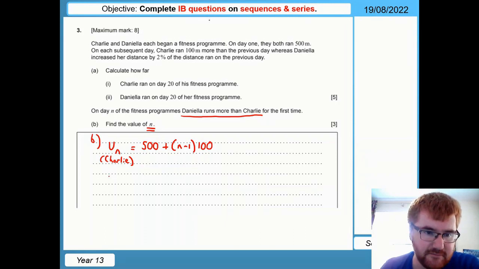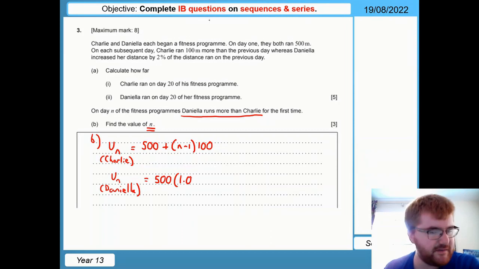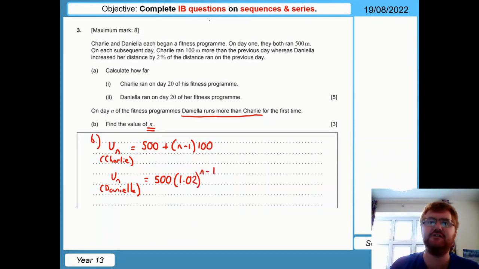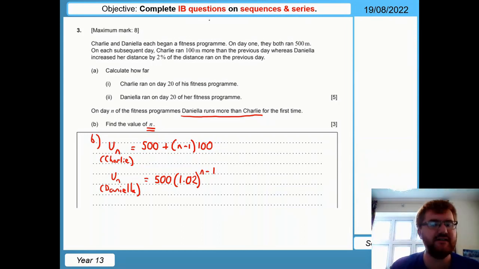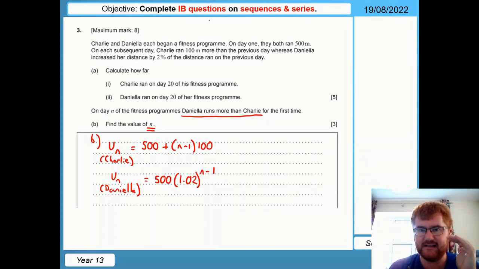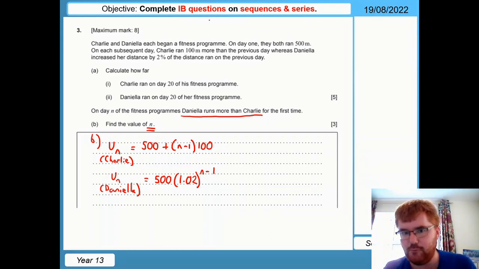And if we do the same for Daniela, well, that's going to be equal to 500 times 1.02, so similar to what we did in part A, to the power of n minus 1. I'm just using those two formulae on the formula sheet. And again, the way I work this out is I'm going to make them equal to each other, to see when they're running at exactly the same amount, and then work out when Daniela actually runs more than Charlie.